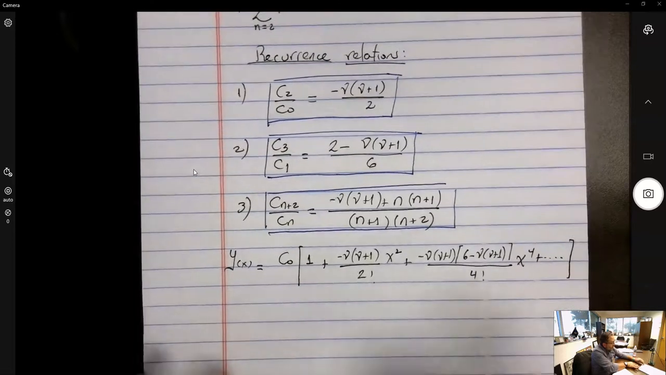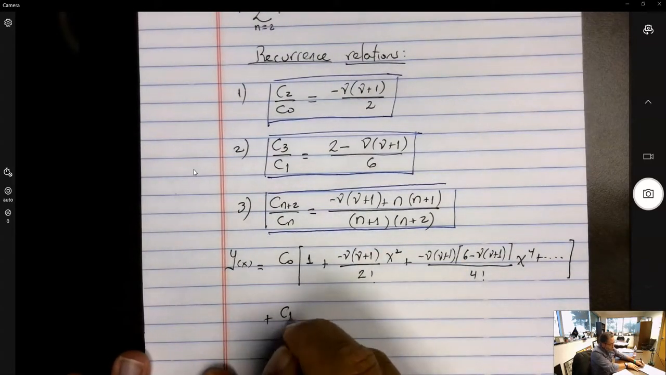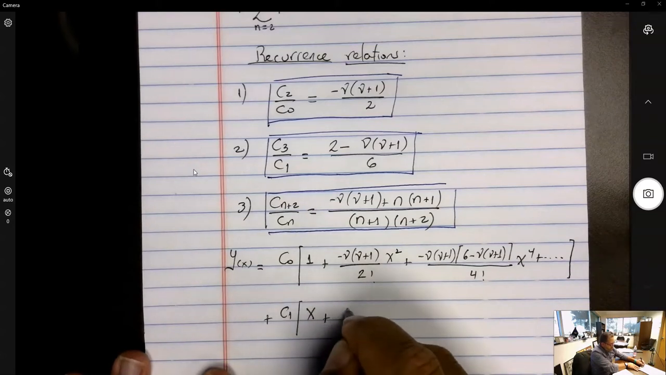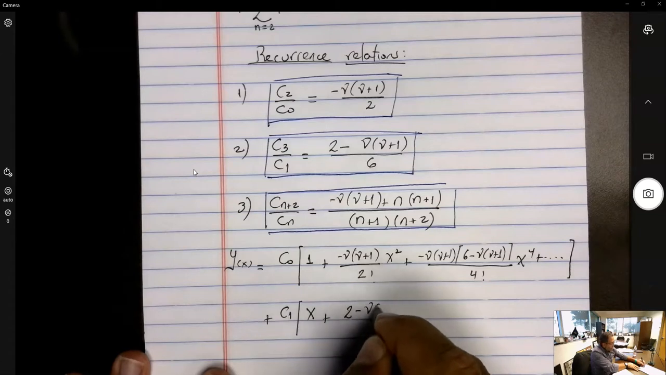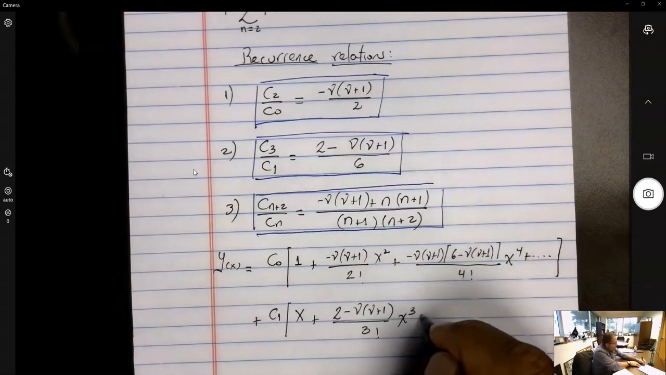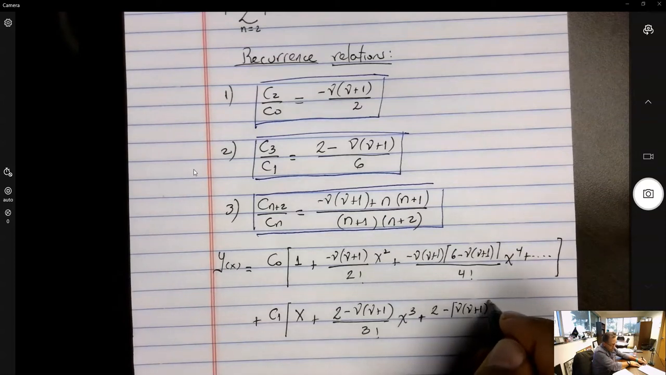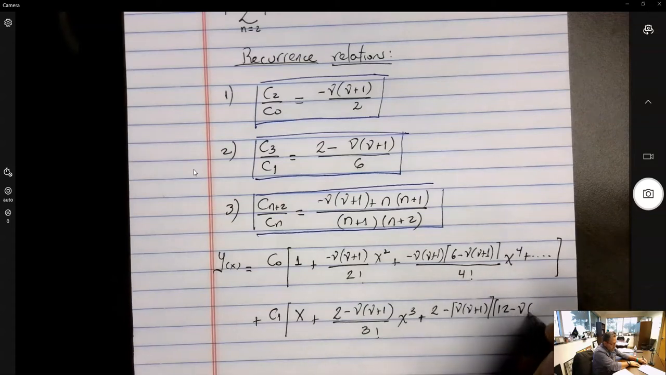And then you can use the odd relationships, plus C1 times [x plus (2 minus nu times (nu plus 1)) divided by 3 factorial times x to the 3 plus (2 minus nu times (nu plus 1)) times (12 minus nu times (nu plus 1))].